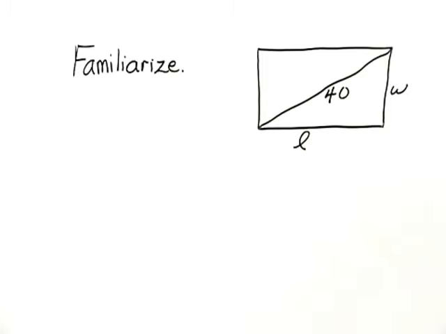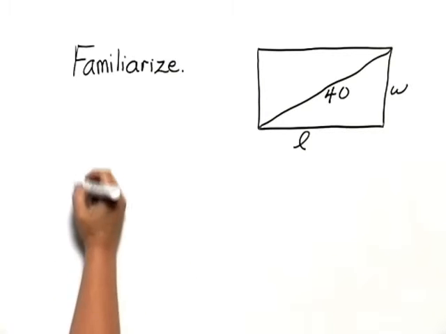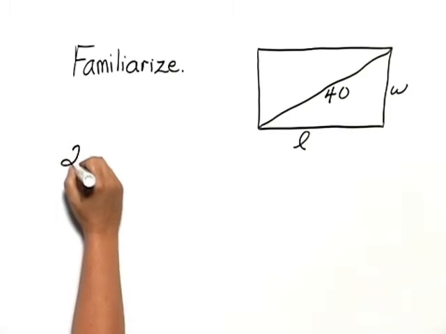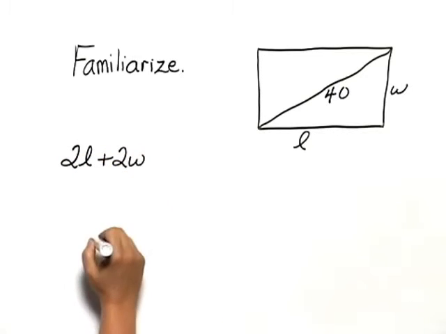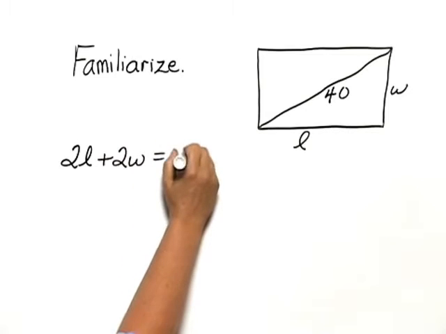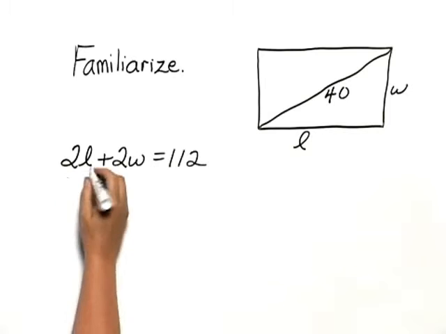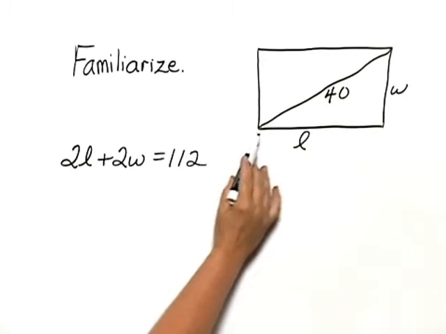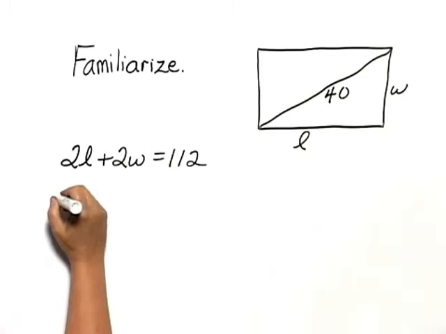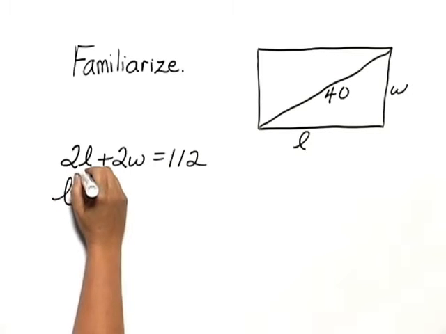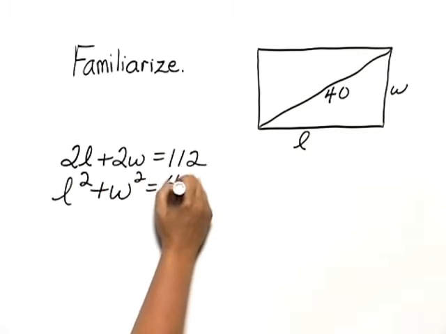We're given the perimeter of the rectangle. The formula for perimeter of a rectangle is 2 times the length plus 2 times the width, and that perimeter is 112. We're also given, if you can see from this triangle here, we could use the Pythagorean theorem and come up with the equation L squared plus W squared equals 40 squared.